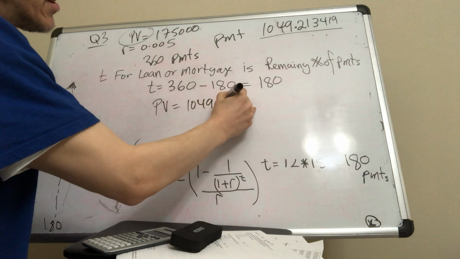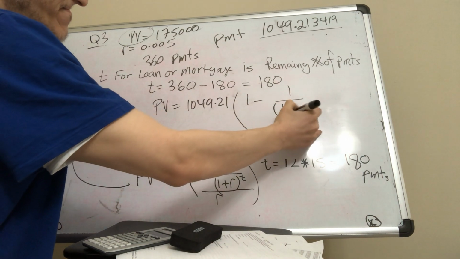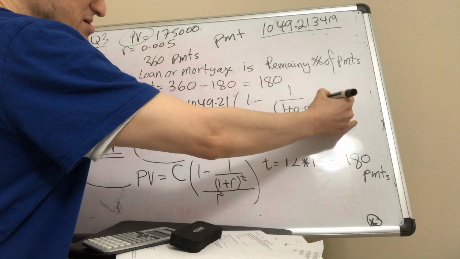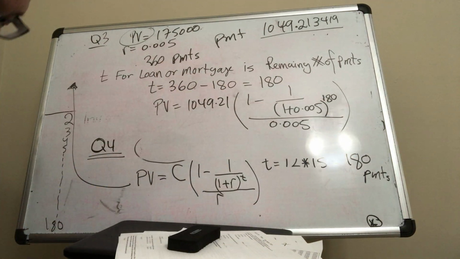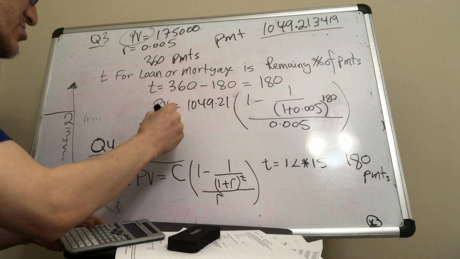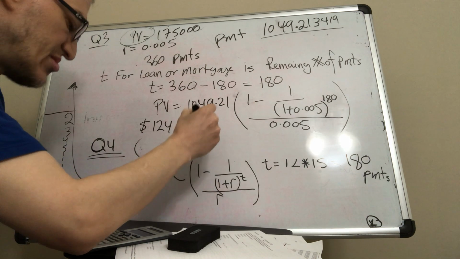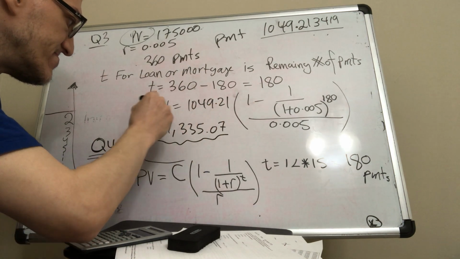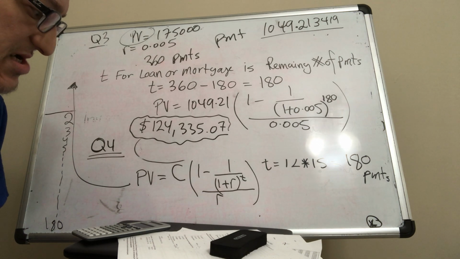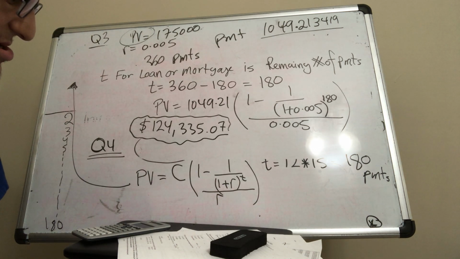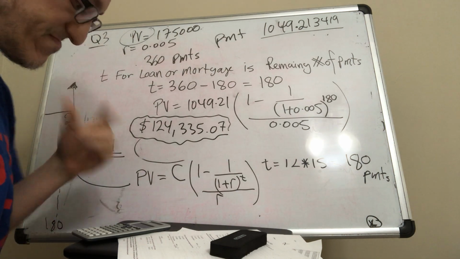So we put everything together. Amount, I'll use 2 decimal places. This one is 180 and 0.005. It works out to 124,335 and 7 cents. So 124,335 and 7 cents. That's answer A. Good? Okay, so go ahead and do question 2.